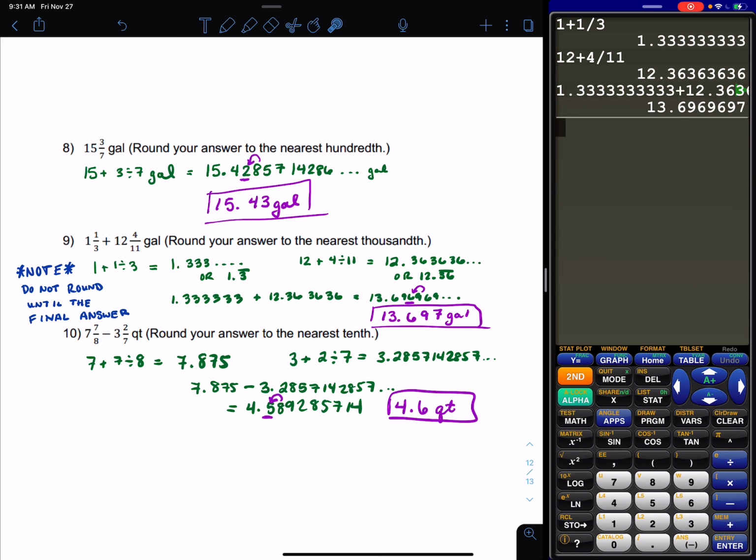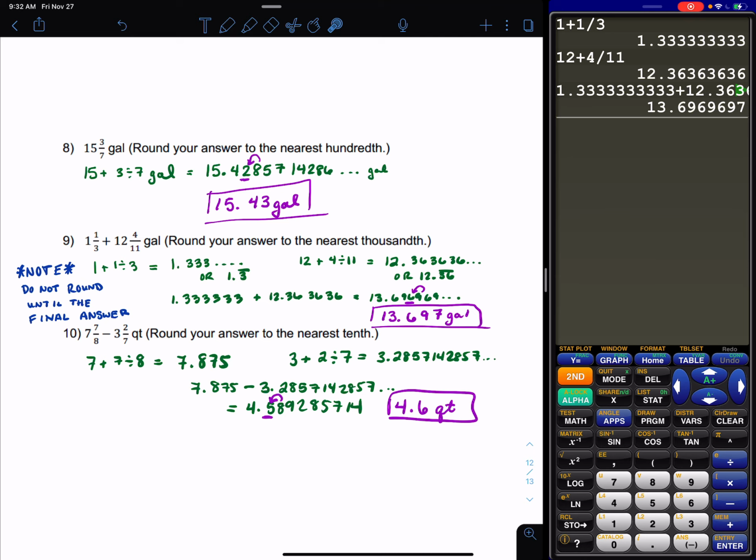And we get that it's about 13.696969, right? It keeps repeating. So we're going to round it to the nearest thousandth. That 9 tells us to bump the 6 up, so we have 13.697 gallons, or 13 697 thousandths gallons.